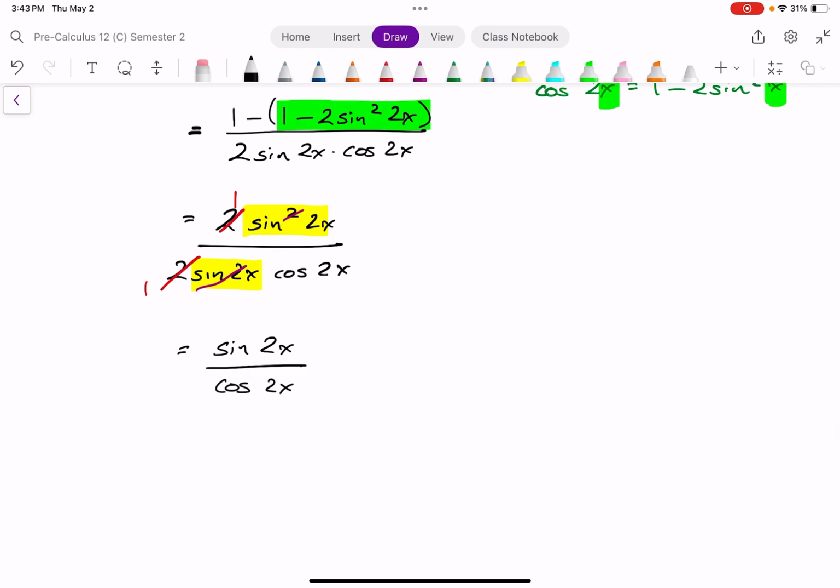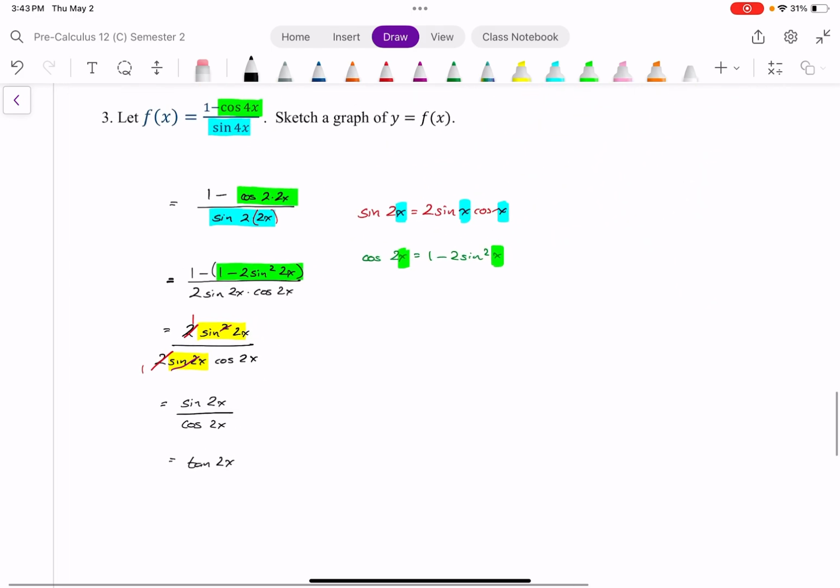my denominator, which is equivalent to a tangent function, the tangent of 2x, which means this function I gave you, f of x, is the same as the tangent function with a single transformation, being a horizontal compression by a scale factor of 1/2.